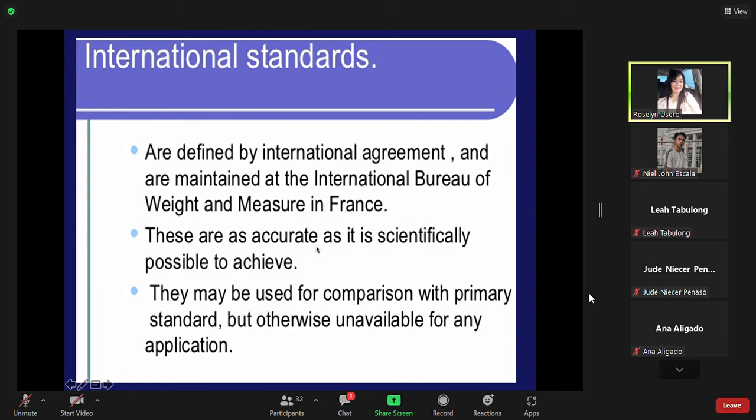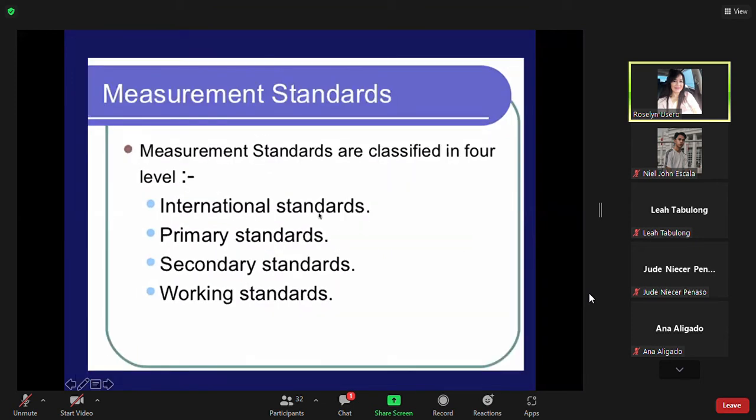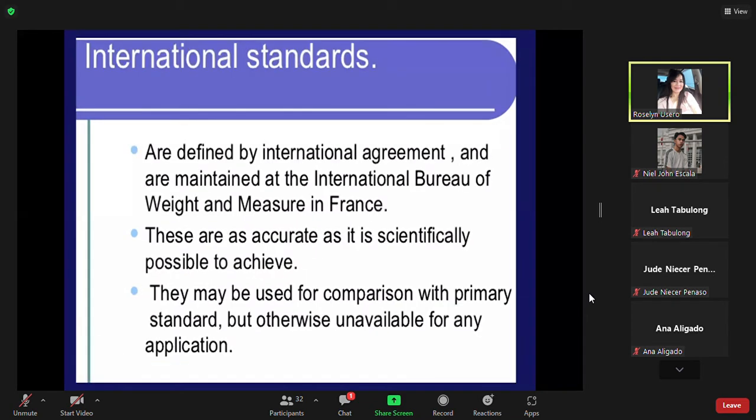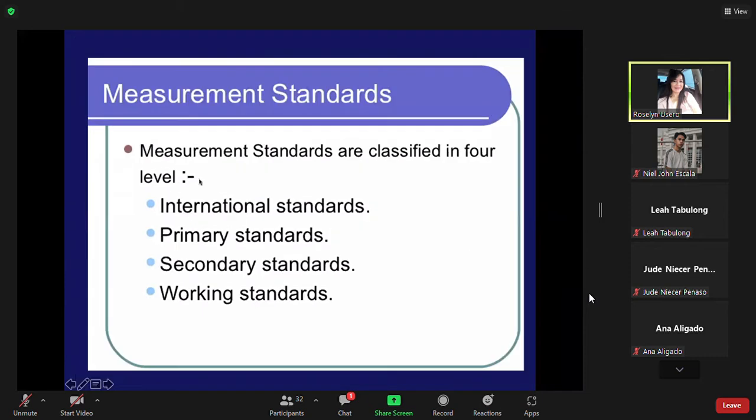These are as accurate as is scientifically possible to achieve. They may be used for comparison with primary standards but are otherwise unavailable for any application. Our primary standards are commercially available chemicals, but during their manufacturing they are based on the international standard. That's why the international standard comes first, then second is the primary standard. Next, we have the primary standards.